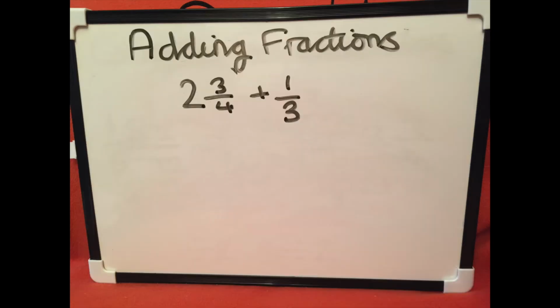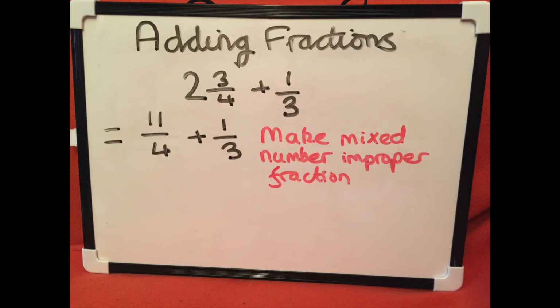We can add fractions, including mixed numbers where we have a whole number and a fraction, such as this, 2 3/4 adding to 1/3. First of all, we have to make our mixed number into an improper fraction by converting our whole 2 into quarters. So we have 8/4 and 3/4 is 11/4, which we can now add to our third.